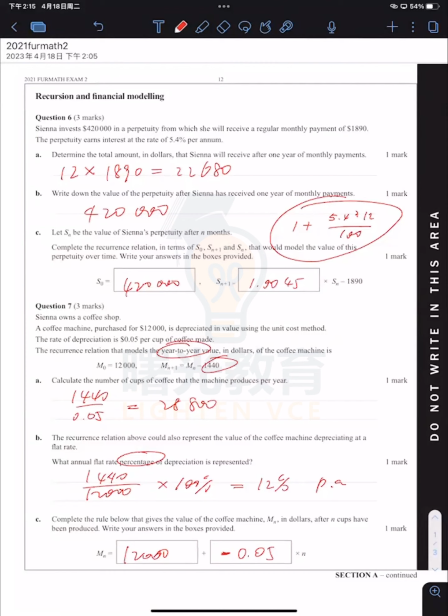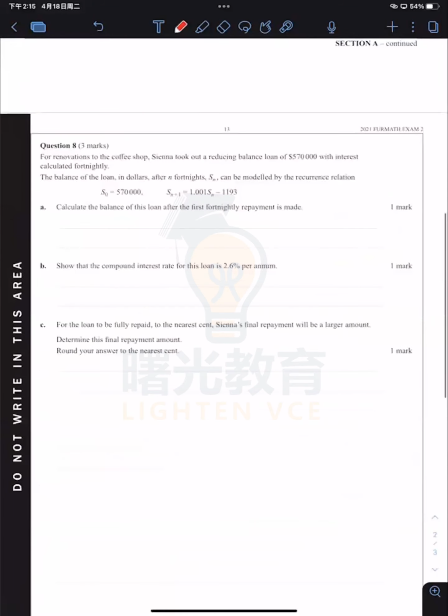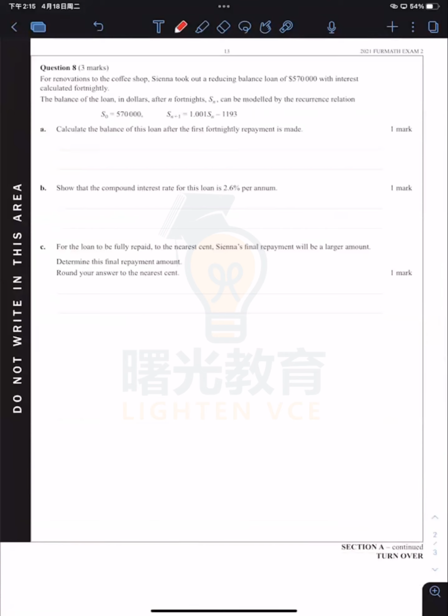So over 60% of students make that mistake, forgetting to put the negative sign in front. All right, next one. For the renovations to the coffee shop, Sienna took out a reducing balance loan of $570,000 with the interest calculated fortnightly.